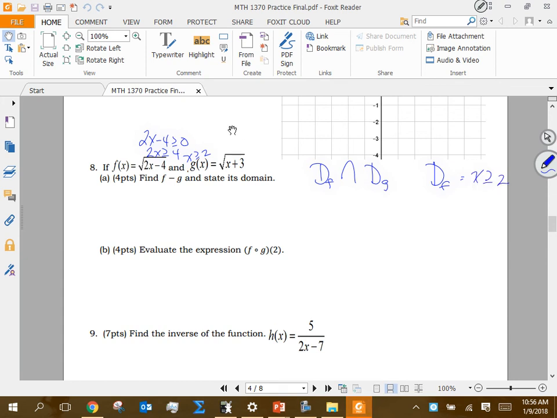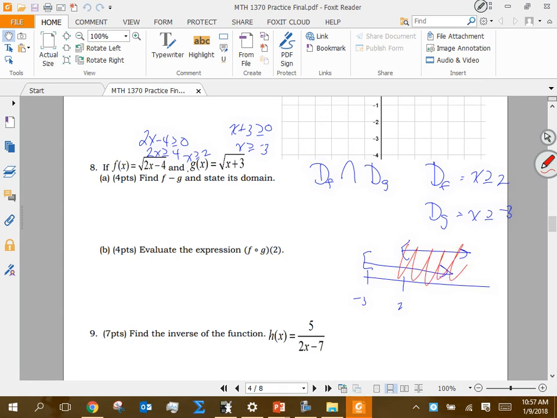And then I do the same thing for g. x plus 3 is greater than or equal to 0. So then x has got to be greater than or equal to -3. So domain of g, x is greater than or equal to -3. Now if I want the domain of f minus g, it's just the intersection of these two things. So if I plot these, x being greater than or equal to 2 would be that stuff. x being greater than or equal to -3 would be that stuff. Where they overlap is your intersection. So they start overlapping at 2. So the domain goes from 2 to infinity. Or just say x is greater than or equal to 2 would be fine as well.